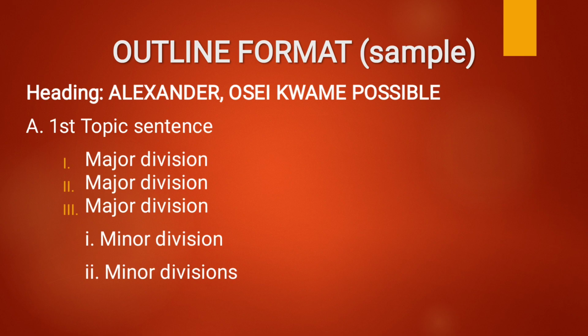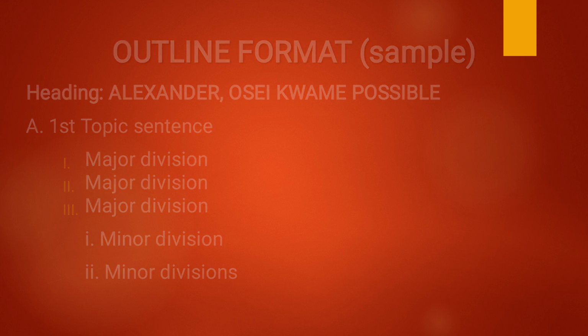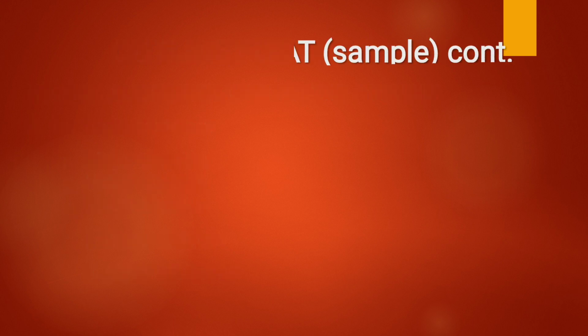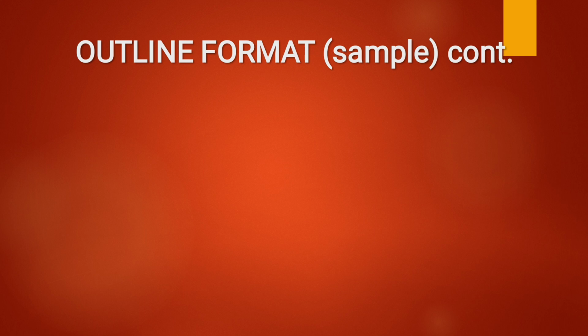Nice one. Now we have understood this part. Now let us assume that there is a second topic sentence. How is that one going to be? It's going to be like this. Look at it. Second topic sentence. So the sample continues. It's going to be like this: B, because the first one is A.